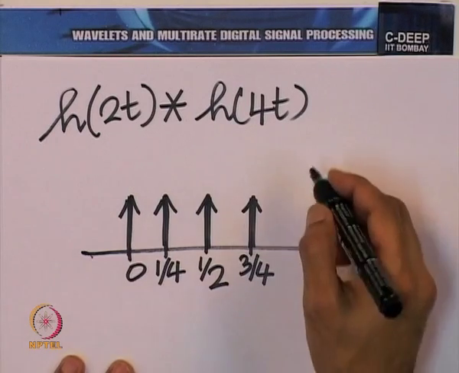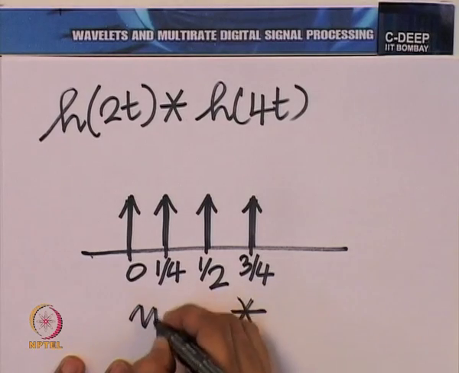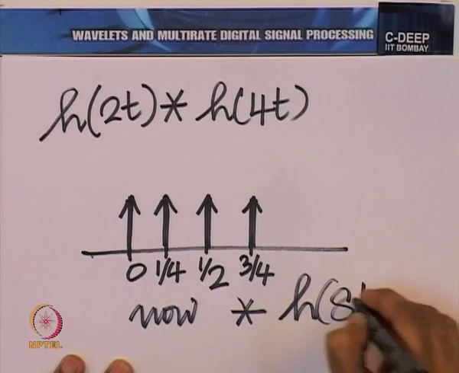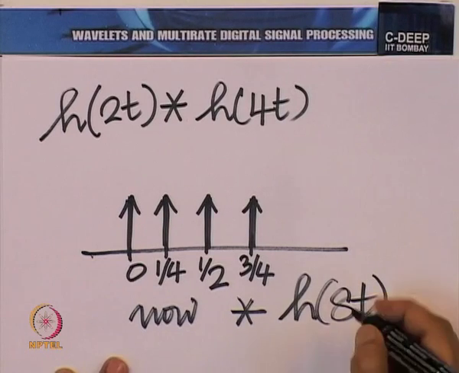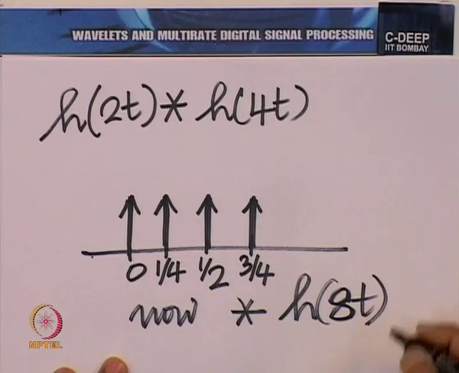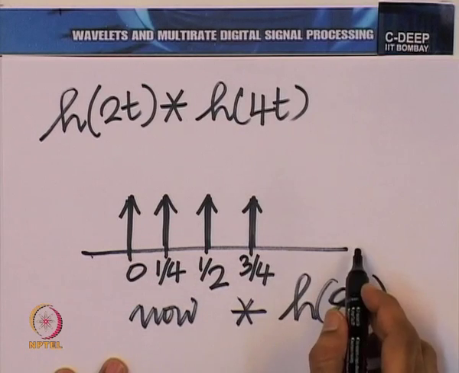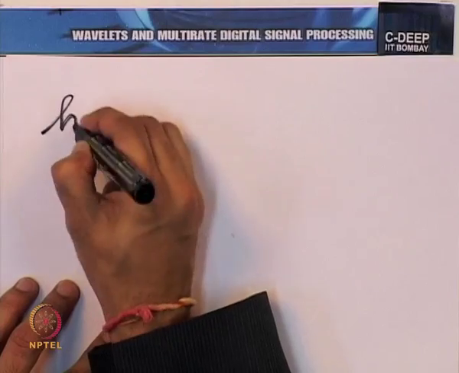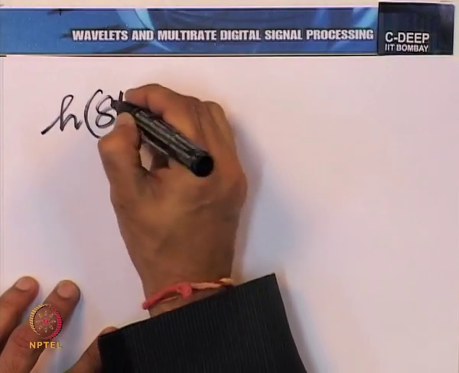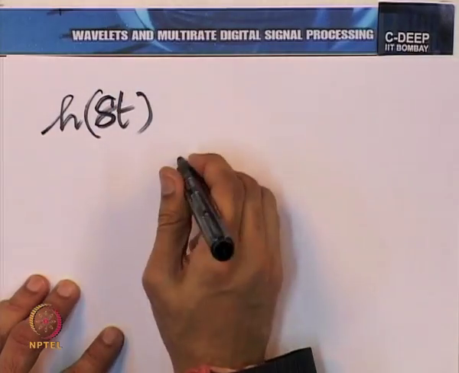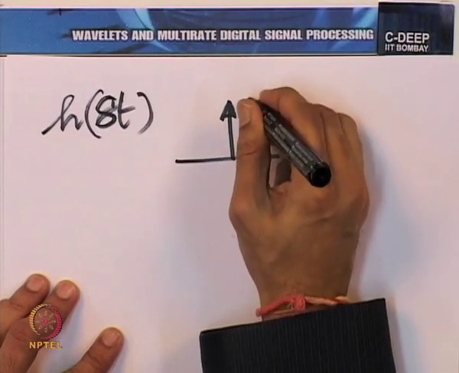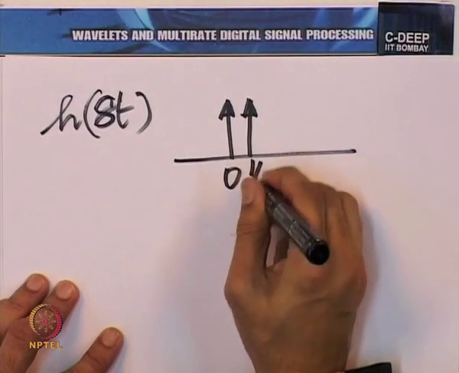Now, convolve this again to take the next term with h of 8t, as that infinite product asks you to do. So, if you take 3 terms, then you would be now convolving this with h of 8t. How will h of 8t look? H of 8t looks like this. They come even closer together, 0 and 1/8.